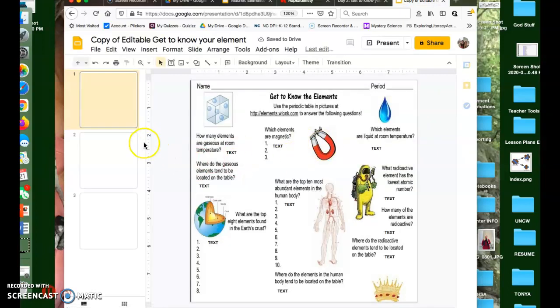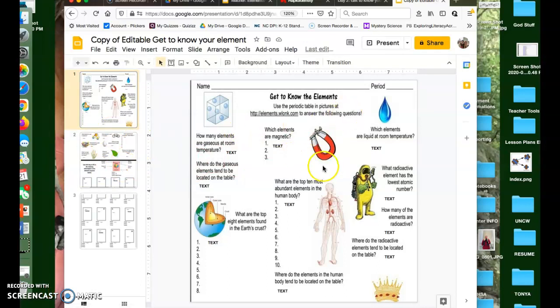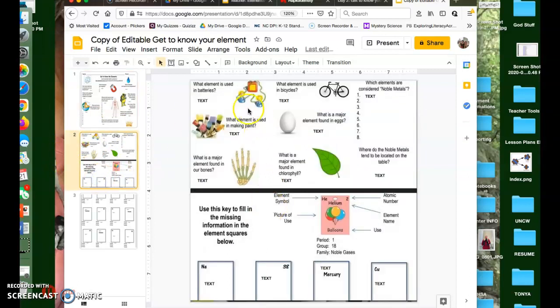So here's this. It's pretty long, but I know you can do it. So, Get to Know Your Elements, which elements are magnetic. It's got some general questions about elements right here, and some continued right here. And then the second page, which I'm sorry, it looks a little funky, starts right here. You're going to use this key right here to fill in the missing information on the squares below.